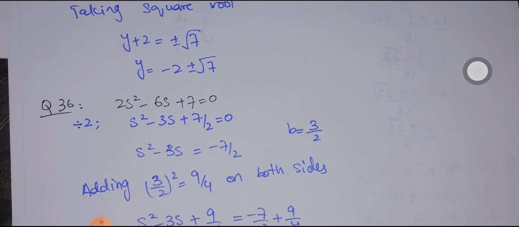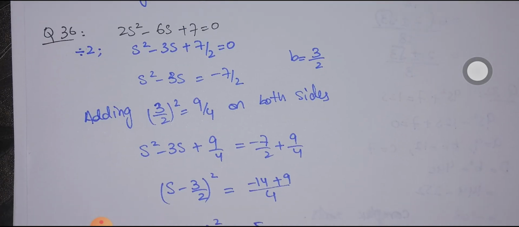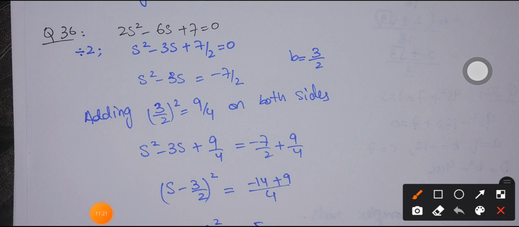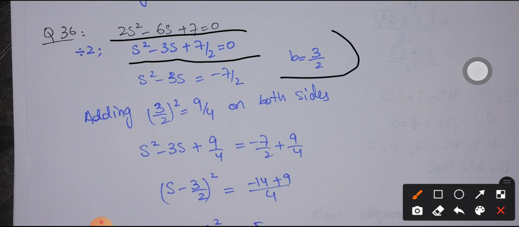Next we have question number 36. 2s square minus 6s plus 7 is equal to 0. So at first we must have coefficient 1 for the square term. So we will divide the whole equation by 2. So we will get s square minus 3s plus 7 by 2 is equal to 0. Now we will divide the coefficient of the linear power by 2 to get the value of b. So we will get b is equal to 3 by 2.